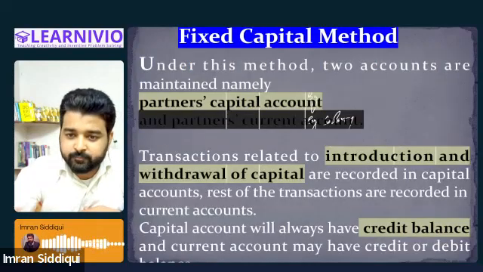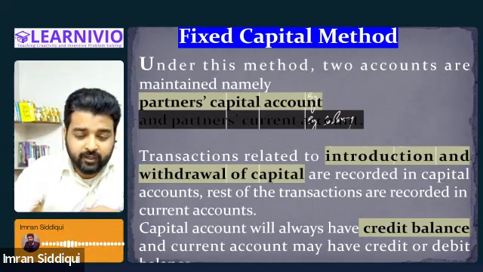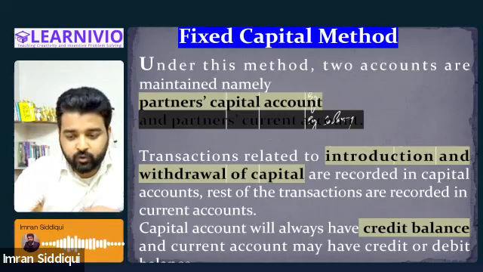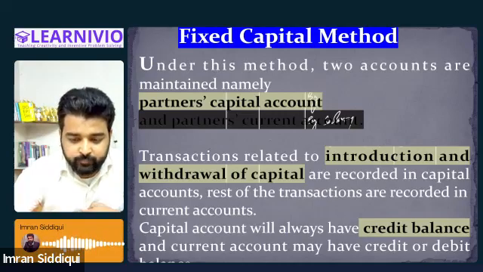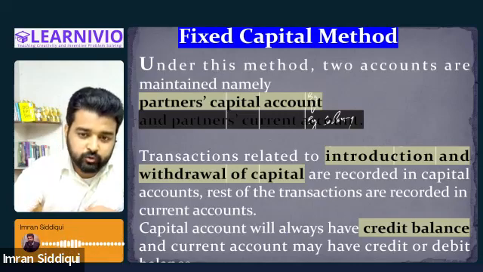Before moving forward, I just want you to note all of these things in your notebook, starting with the meaning. Let me read this for you. It says: under this method, two accounts are maintained, namely the partner's capital account and the partner's current account. Transactions relating to introduction and withdrawal of capital are recorded in the capital account. All other transactions are recorded in the current account. The capital account will always have a credit balance, and the current account may have a credit or debit balance. All right. I hope this is clear now.